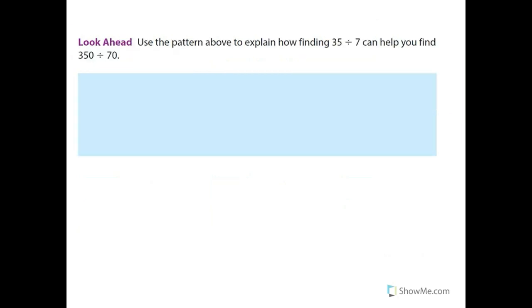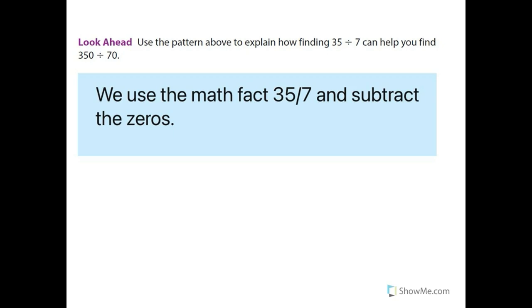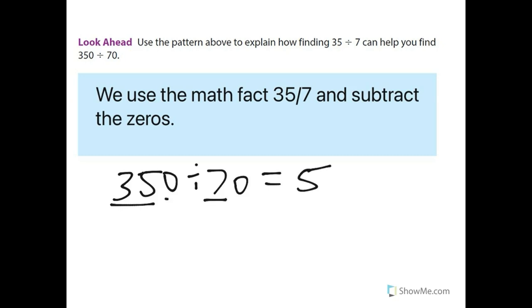So use the pattern above to explain how finding 35 divided by 7 can help you find 350 divided by 70, and here's what we'll say. We use the math fact 35 divided by 7 and subtract the zeros. Remember, in multiplication we added the zeros. In division you're subtracting them. Let me show you. So we got 350 divided by 70. So we're going to use the math fact 35 divided by 7. 35 divided by 7 is 5. 1 zero minus 1 zero, we don't put any zeros there.